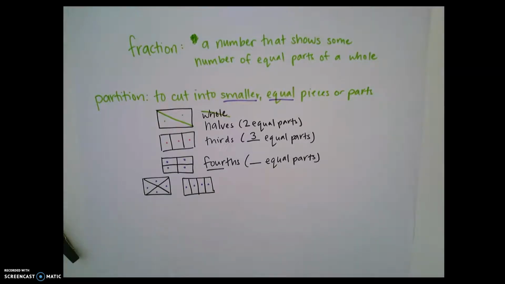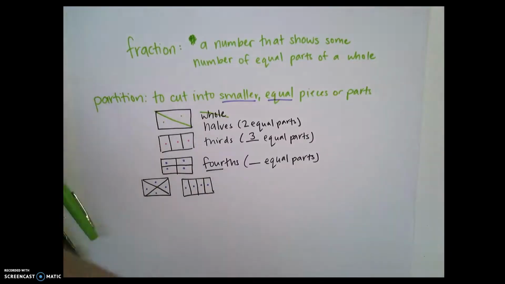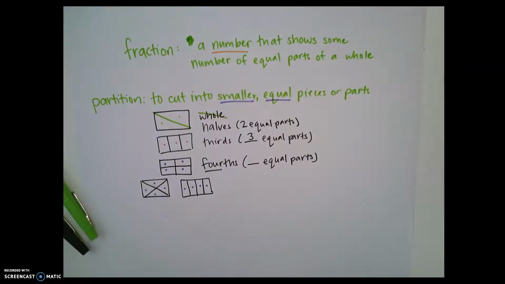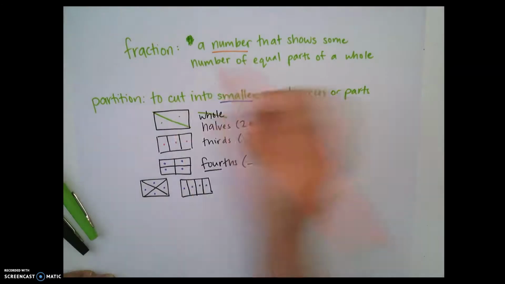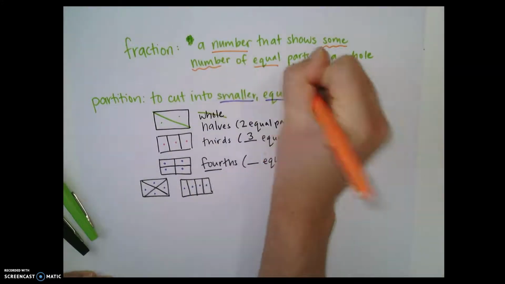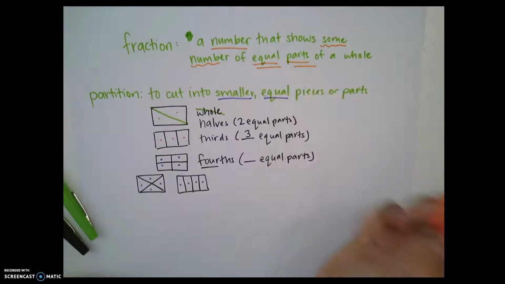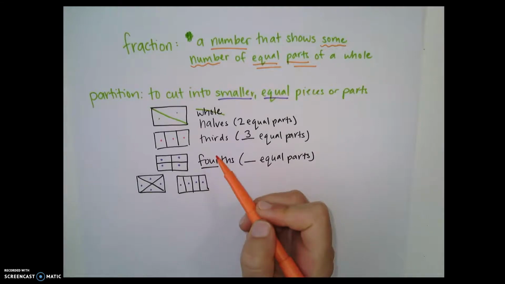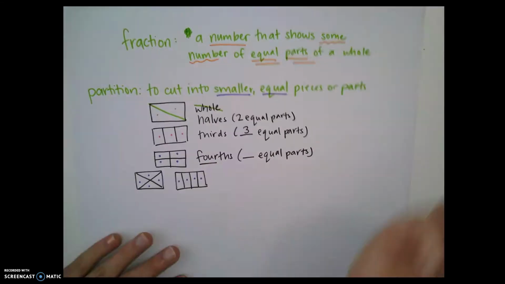Now, you might be thinking the same thing I thought when I saw this definition. I thought, whoa, this is a lot of words. So let's break this down. So we know a fraction is a number. I'm going to show you a couple examples in just a little bit. And we talked about some last week. It's a number that shows some number of equal parts of a whole. So the equal parts of a whole sounds a lot like our definition for what partitioning is. So when I write fractions, I'll show you what it means, all of these big words.